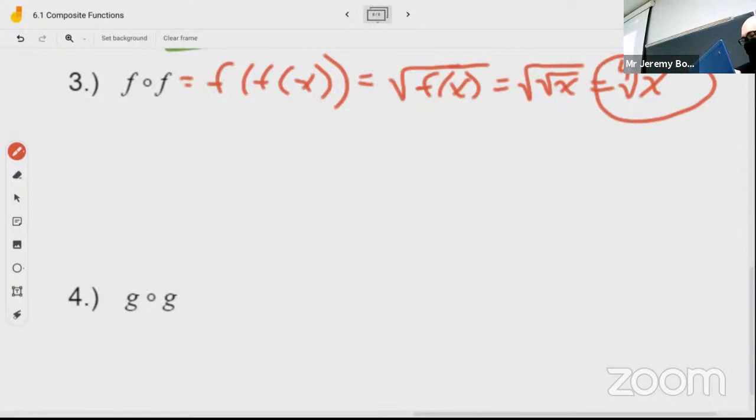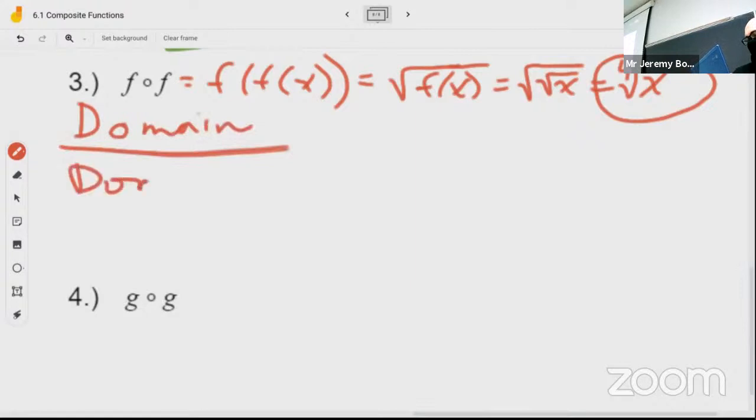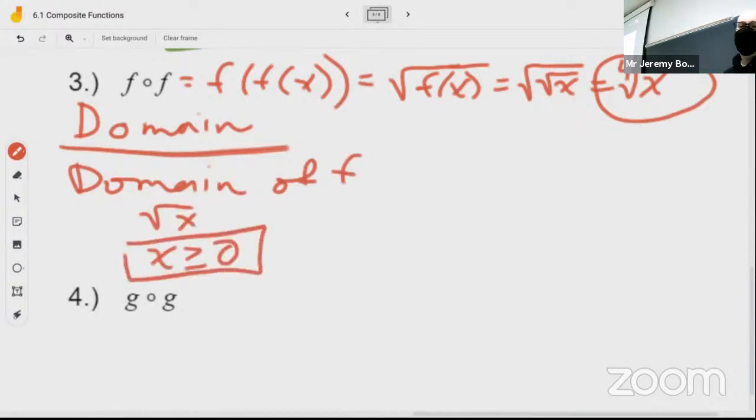All right, let's talk about domain. So first we're going to look at the domain of what? Of F, which is the square root of X. So that's going to be X is greater than or equal to 0. So we got that restriction we're going to have.